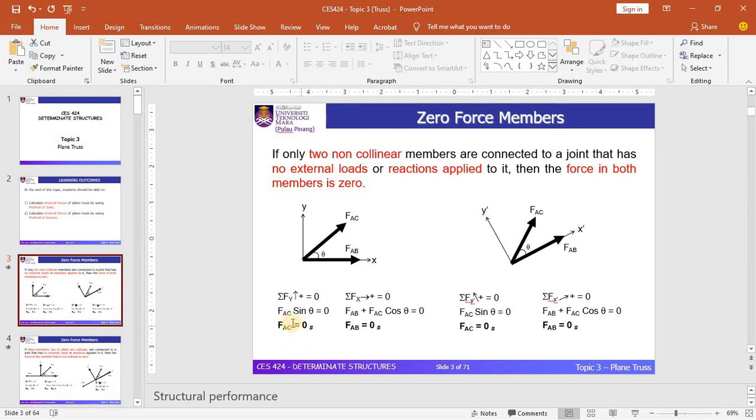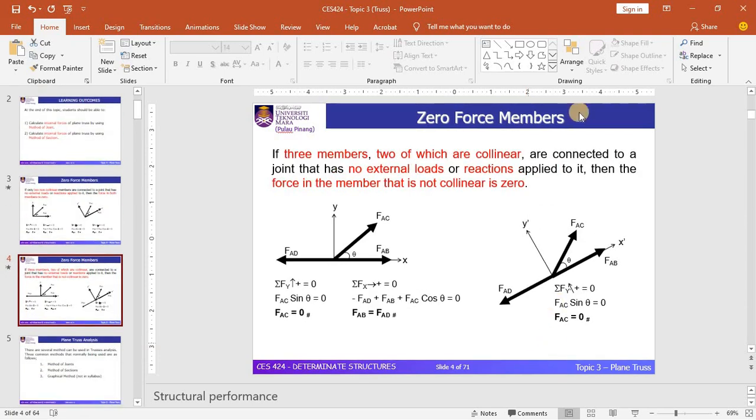In detail, you can see the summation of forces in the vertical and the summation of forces in the horizontal. Simplifying both of these equations, you can see that the values of FAC and FAB are equal to zero. The same goes for this diagram. There is no external load applied at this joint, and by checking the summation of forces in the vertical direction, and this is the horizontal x direction, you can see that the internal forces of AC and AB are equal to zero. Perhaps you will see these situations in some diagrams of a plane truss.